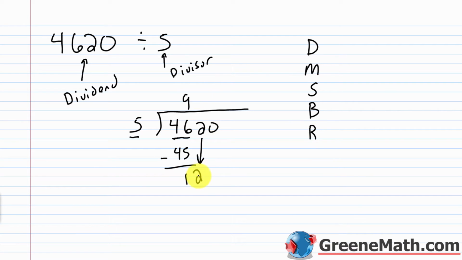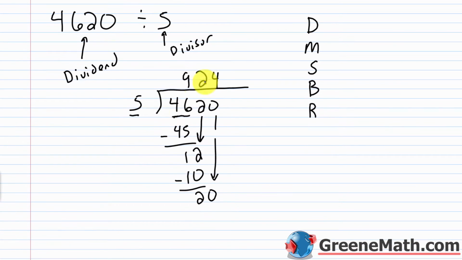So 5 goes into 12 twice. We multiply: 2 times 5 is 10. Subtract, we get 2. Bring down, and then repeat. So now we divide again. 5 goes into 24 times. 4 times 5 is 20. Subtract, we get 0. Nothing else to bring down, so we're done. So we get 924 as the result, and that result is called the quotient. Let me label that. That's called the quotient.